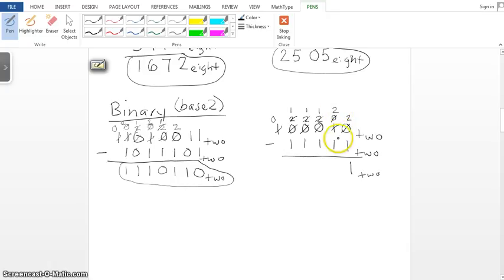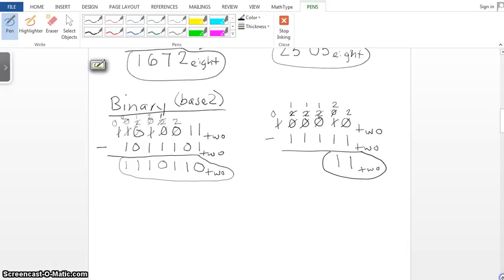Alright, so now you can say 2 minus 1 is 1. 1 minus 1 is 0, 1 minus 1 is 0, and there's nothing left up there. Oh gosh, so this was just like 1, 1, base 2. Alright, that's how that one worked out.